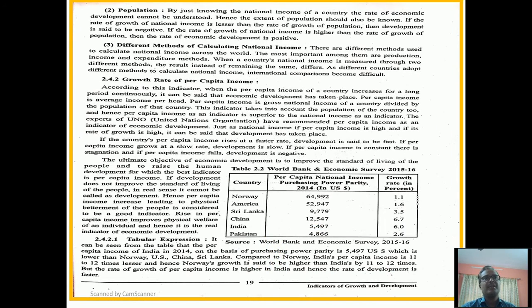Second point is population. By just knowing the national income of the country, the rate of economic development cannot be understood. Hence the extent of population should also be known. If the rate of growth of national income is lower than the rate of growth of population, then development is said to be negative. If the rate of growth of national income is higher than the rate of growth of population, then the rate of economic development is positive. So population is also an important factor.